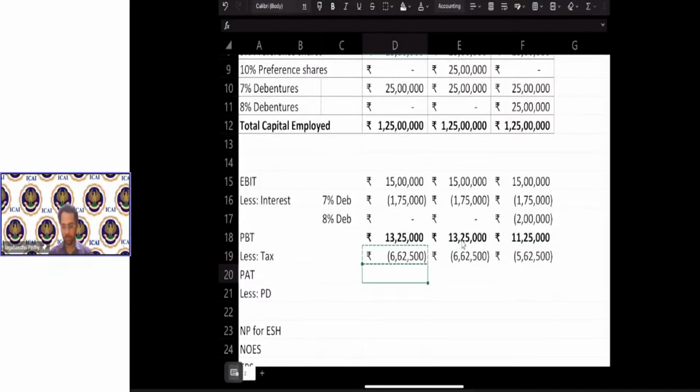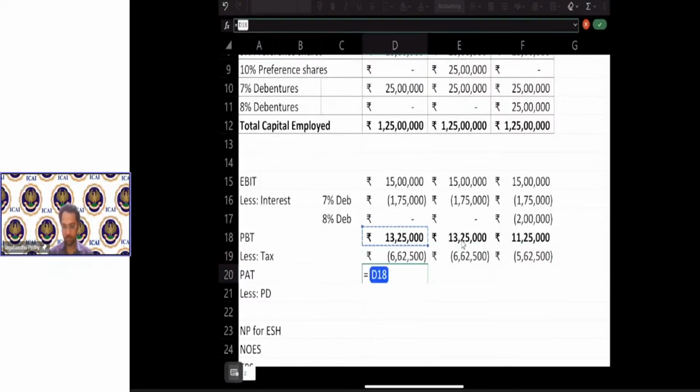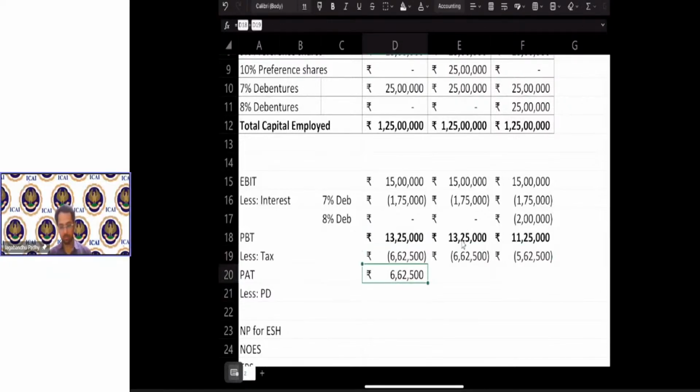We get the PAT as 13 lakh 25 minus the tax amount. And here we get this as the profit after tax figure. Now from that, we are going to reduce the preference dividend.